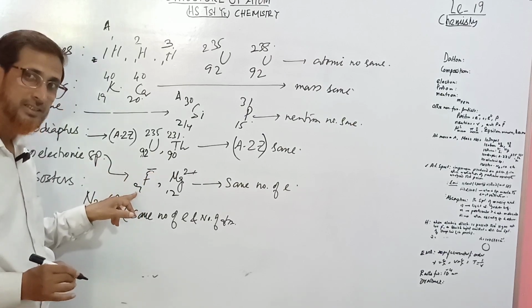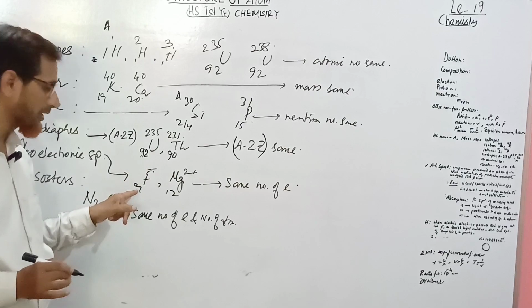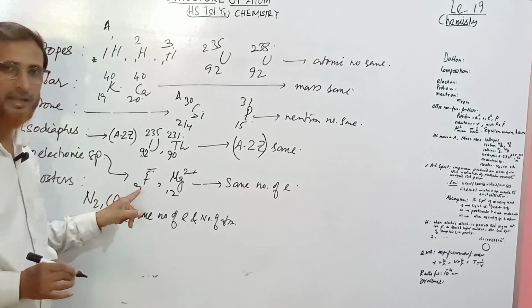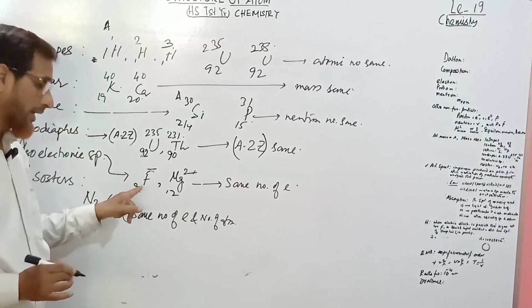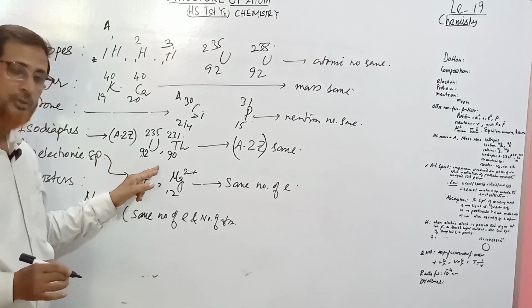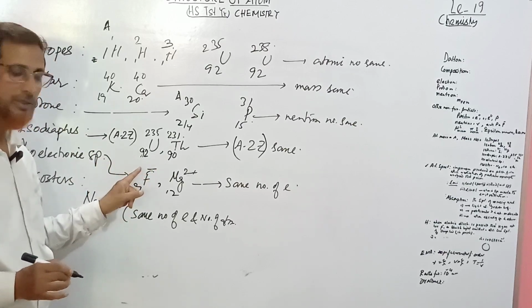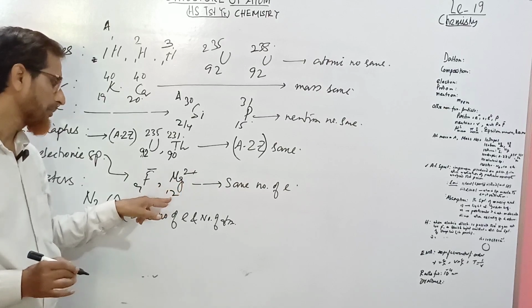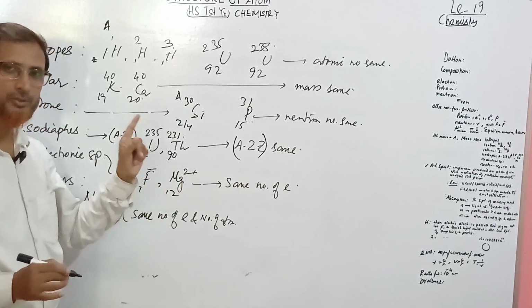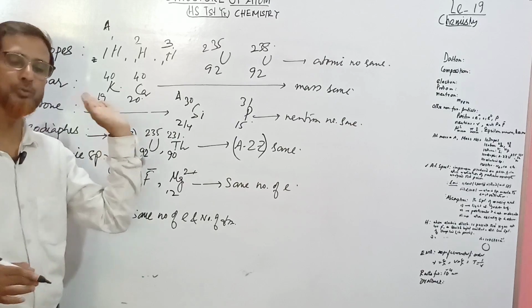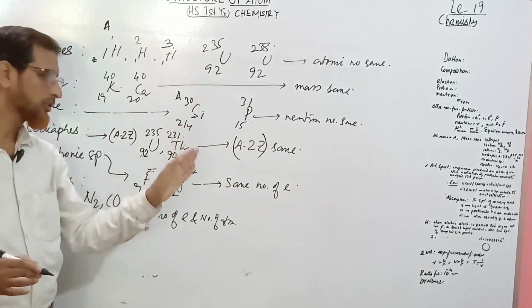Atomic number is 9, so 9 protons and 9 electrons. Am I right? When 1 electron is added to it, the number of electrons has become 10. Now here atomic number is 12, which means 12 protons and 12 electrons. So 2 plus means 2 electrons lost. So 12 minus 2 is equal to 10 electrons.